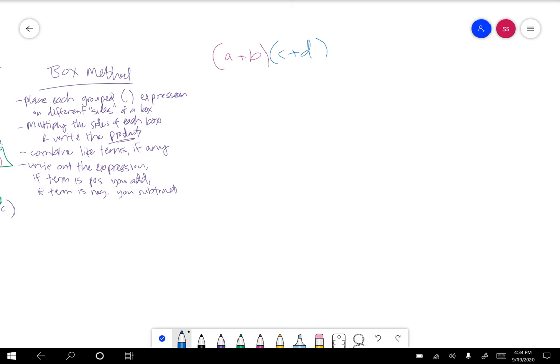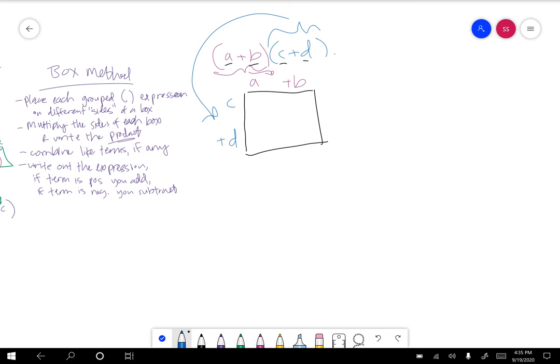Okay. The box method is saying that we need to basically make a box, and put each of the grouped expressions on different sides of the box. So what I mean by that, because there's two terms in each expression, we are going to have a 2 by 2 box where we have a plus b and c plus d. So each grouped expression is on one side of the box. Okay, right, and then this one is over here.